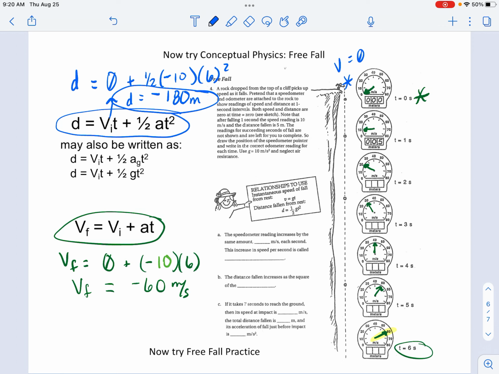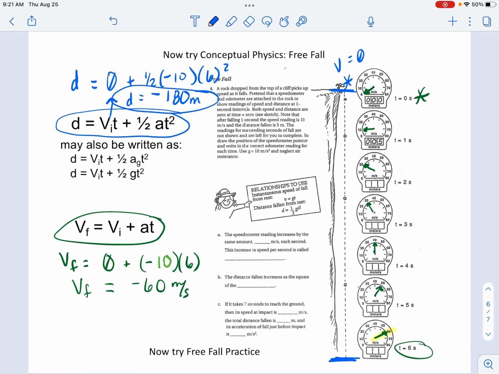Remember, displacement is directional. So the ball started up here where the boy is. At 6 seconds, it's down here below where the boy has started, or where the drop started. So because the object is physically located below the starting point, that gives it a negative value because down is negative and up is positive.